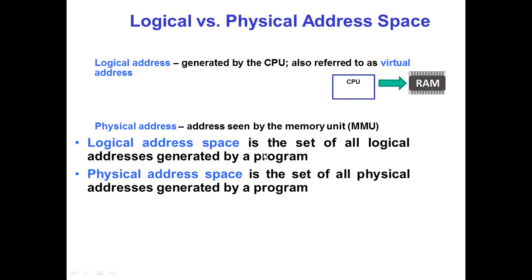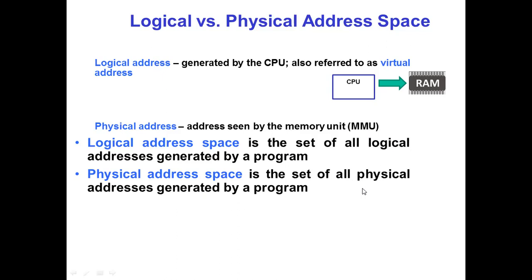So what is the logical address space? It is the set of all logical addresses generated by a program. Okay, so whenever we run the program, we get a set of logical addresses, and that is called the logical address space. And the physical address space is the set of all physical addresses generated by a program.